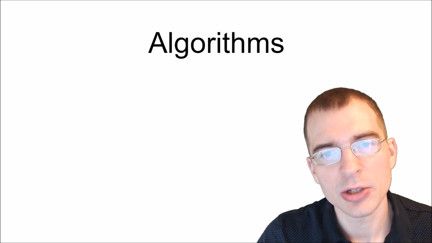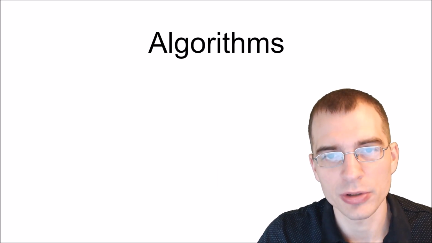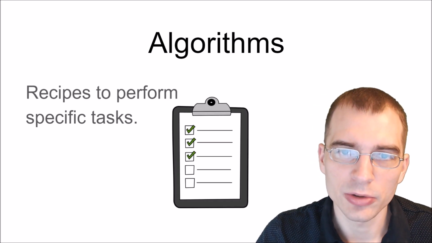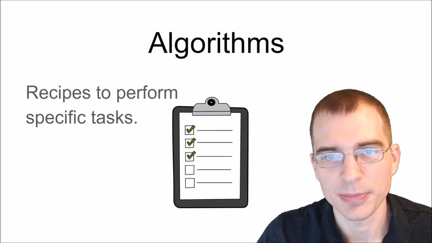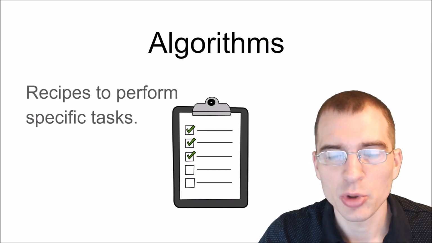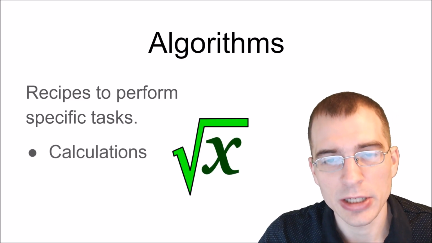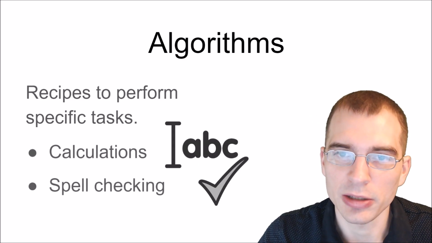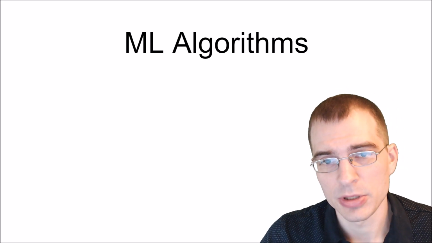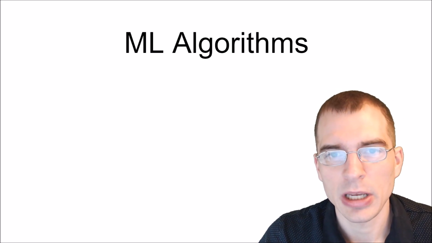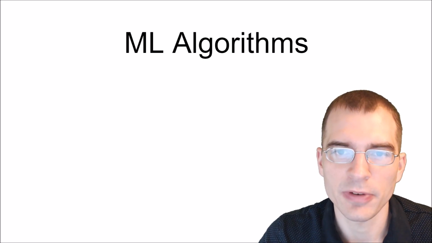Machine learning is closely tied to the idea of algorithms. An algorithm is a set of instructions that, when followed, performs a specific task. It is like a recipe that can be programmed into a computer to do useful tasks like performing calculations or doing spell checking. With simple algorithms, there's usually one correct answer we're looking for, and the algorithm carries out the necessary steps to find it.